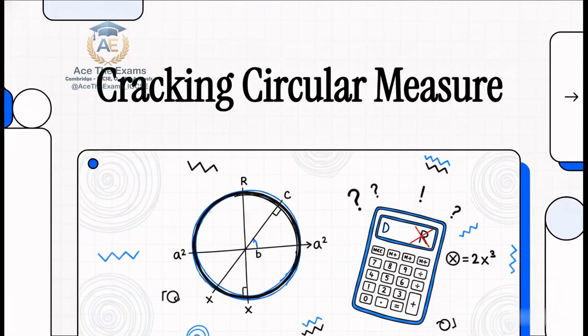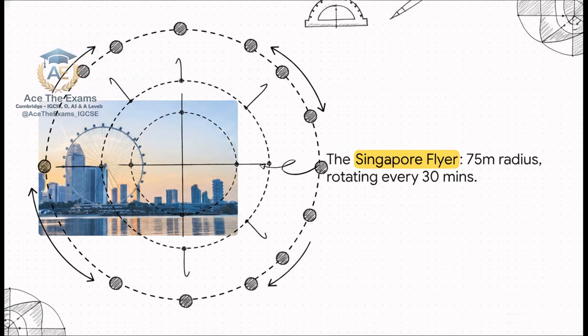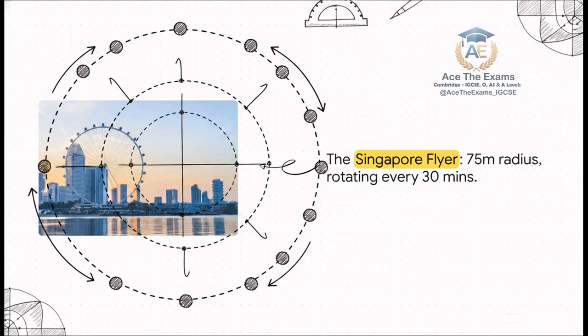Today, we are going to fix that permanently. And hey, circular measure isn't just some abstract textbook concept designed to torture you. Take the Singapore Flyer, for example. It's a massive structure with a 75-meter radius, taking 30 minutes to complete a single rotation at a constant speed. To figure out exactly how fast those passenger capsules are traveling through the air, engineers rely on the exact same circular measure principles you're about to master. This is fundamental real-world mathematics.